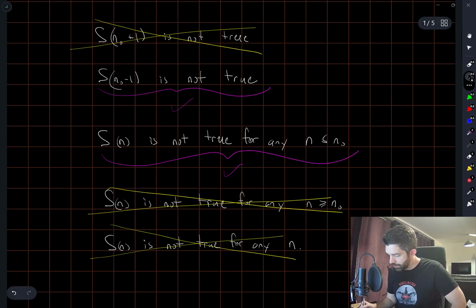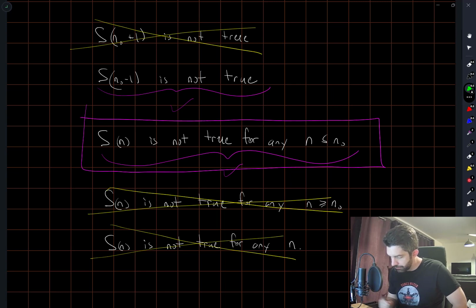So this is our answer here. This is the strongest statement that we can conclude from the given information.